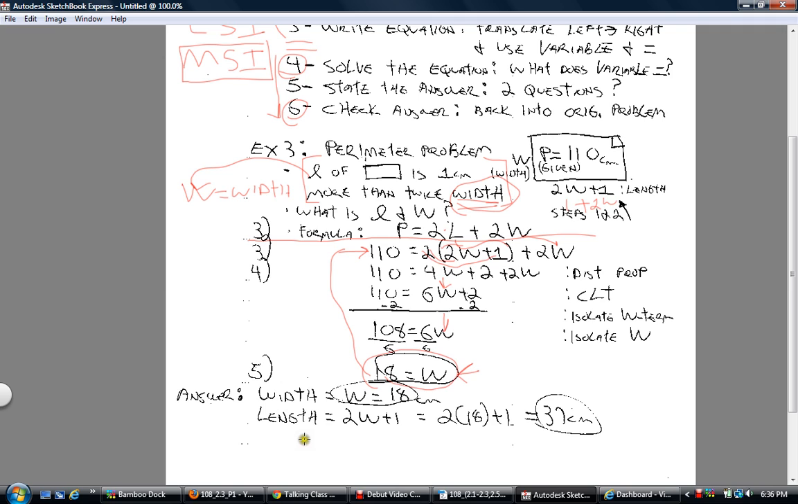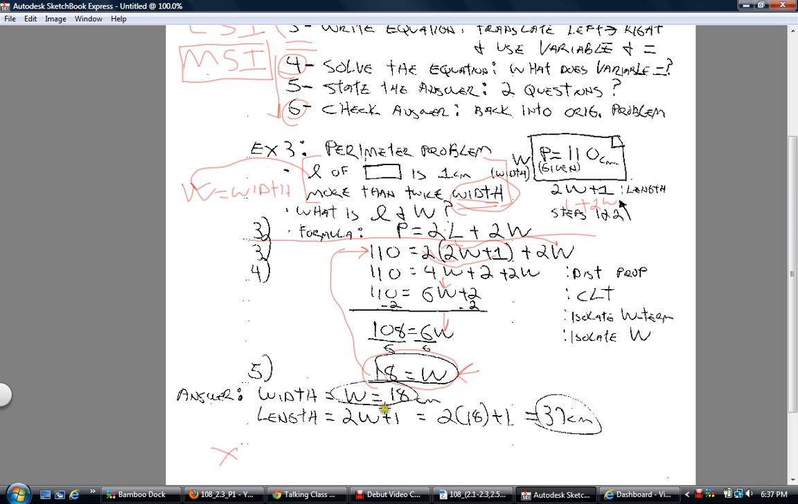How do I figure out the length? Now be careful. In MyMathLab, they will ask you for the length. You've got 18 for the width. You worked hard for it. You put it in there for the length. Guess what you're going to get? Wrong. And then you're going to be mad at yourself. And you actually did it right. You just got to remember to take the width and do what? 2 times the width plus 1.